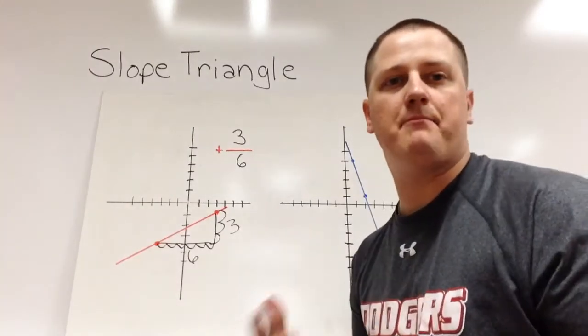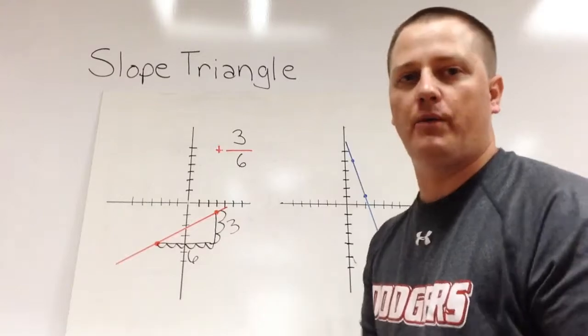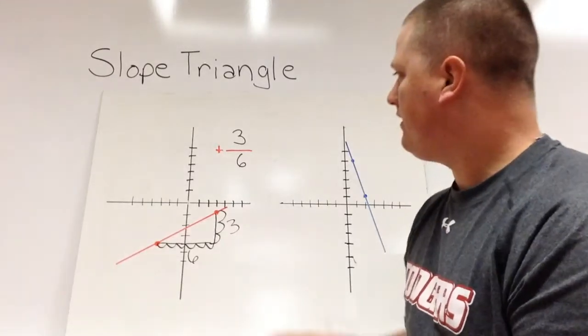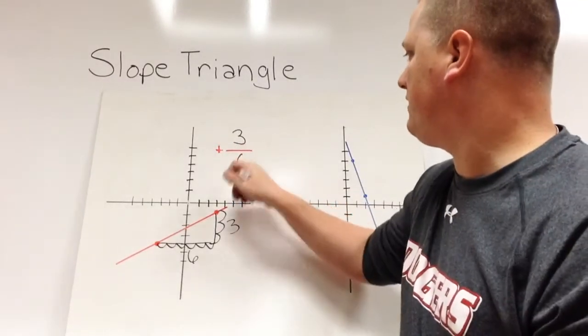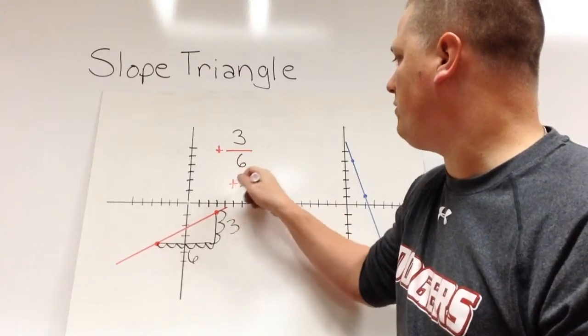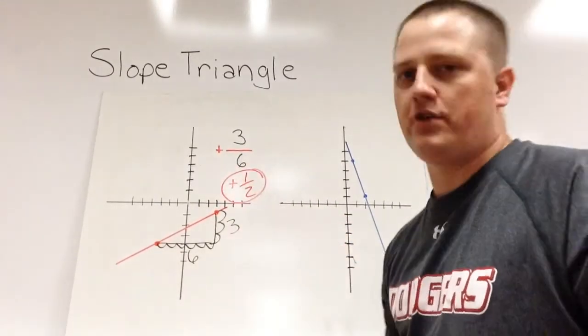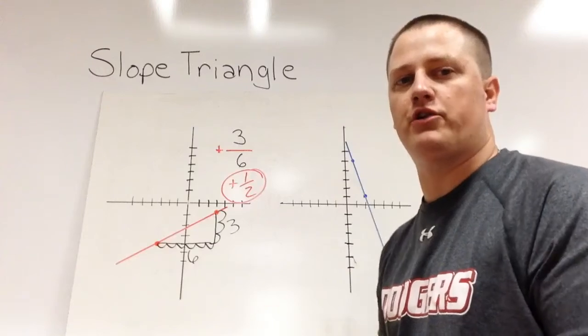One thing you need to remember about slope is to always reduce the fraction. So positive 3 over 6 becomes positive 1/2. So the slope here is really positive 1 over 2.